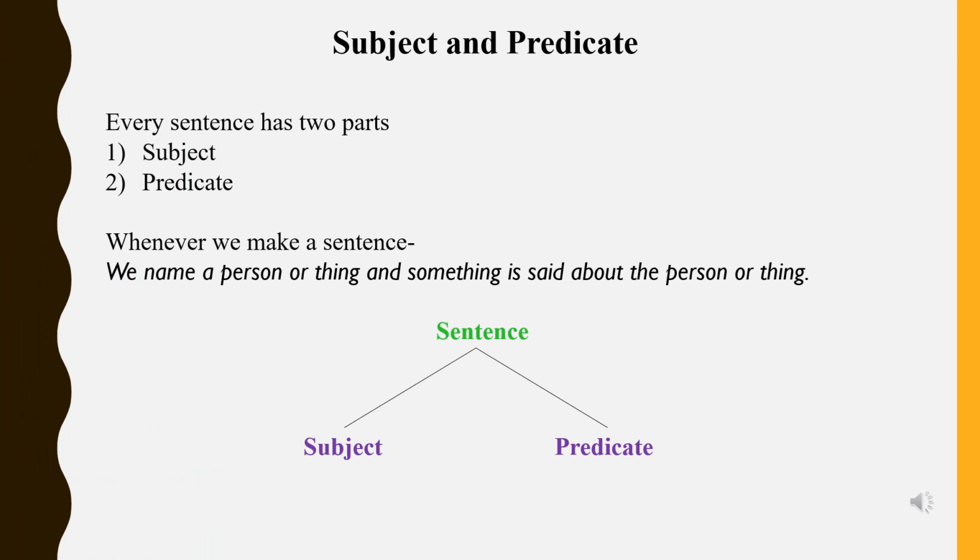Let us begin. We have studied this earlier in the previous class: each sentence has two parts, which are the subject and the predicate. In a sentence, we name a person or thing, and that is the subject. And something is said about the person or thing, that is called the predicate.